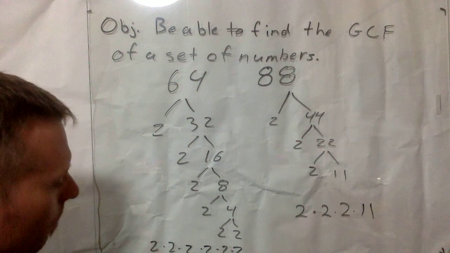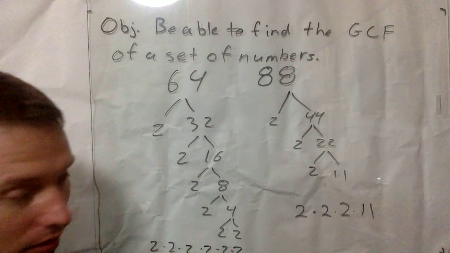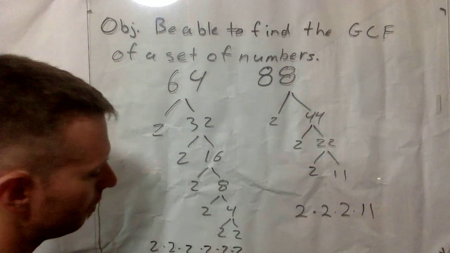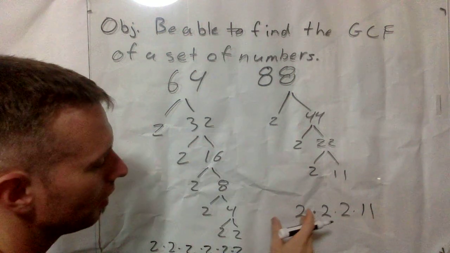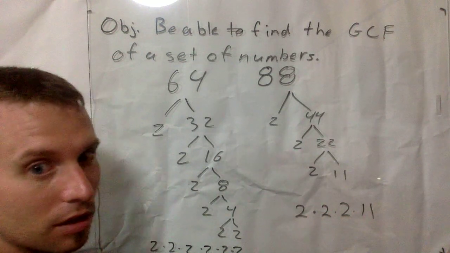Probably be good to just double check this again. 2 times 2 is 4, times 2 is 8, times 2 is 16, times 2 is 32, times 2 is 64. 2 times 2 is 4, 4 times 2 is 8, 8 times 11 is 88. Okay, so we got it.